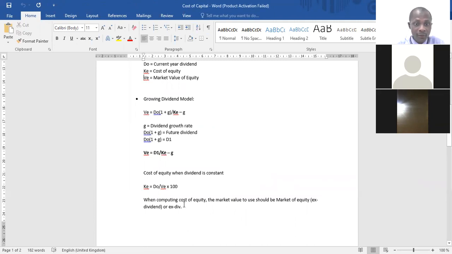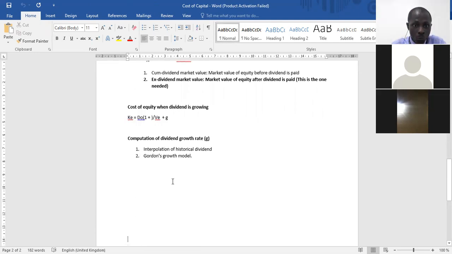So we started looking at the various ways of computing the growth rate if it is not given in the question, right? And we identified two methods of computing the growth rate, which is the interpolation of historical dividend and the use of Gordon's growth model. And you have to be aware that these two methods will not give the same result, okay? They will not give the same result.